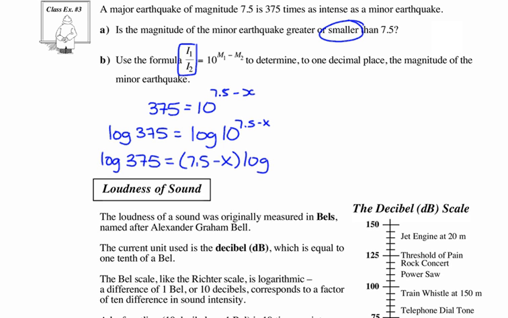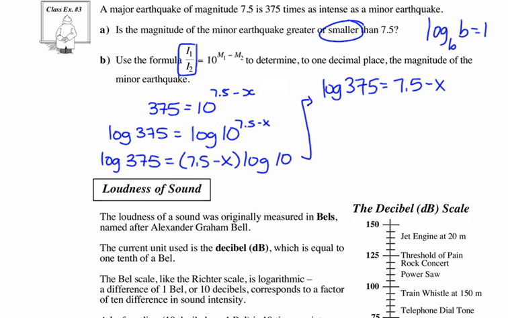Does anyone remember what log 10 equals? The base is 10 as well. Type that into your calculator. Base and the answer are the same. It's always 1, right? Remember, this guy is always 1. If you can't see the base, it's a 10. So this is actually log 375 equals 7.5 minus x. What's our next step? Minus the 7.5.